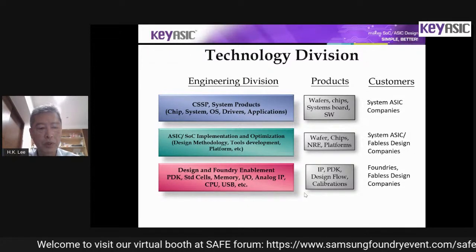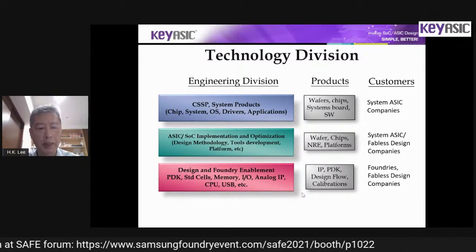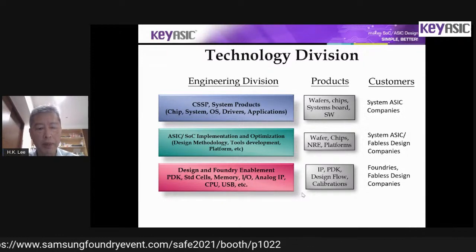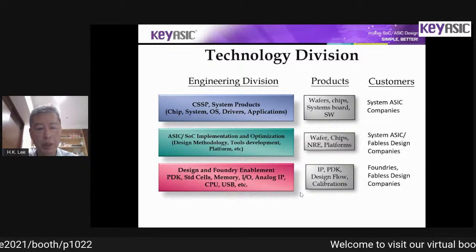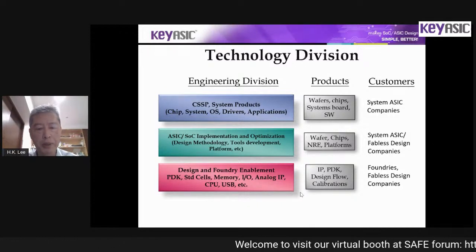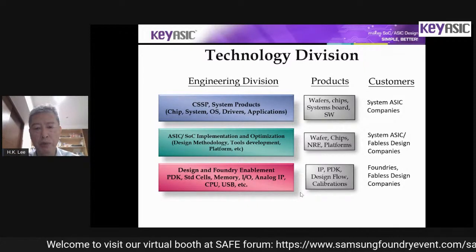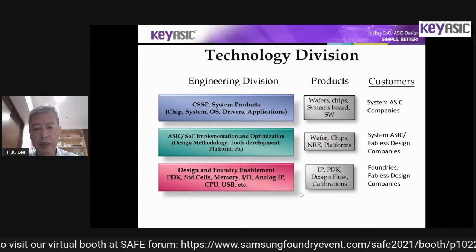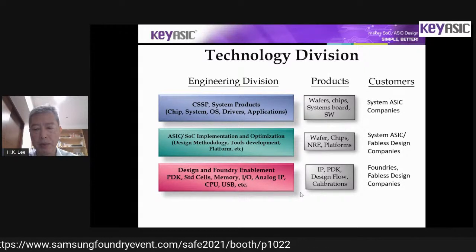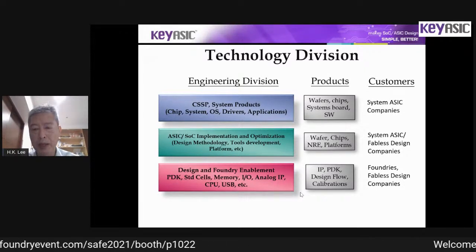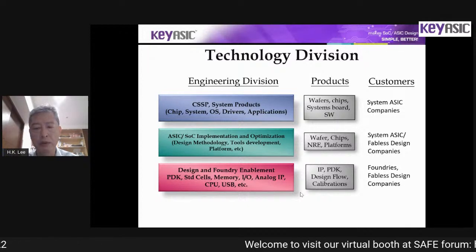The third level engineering division will cover the design and foundry enabling, such as PDK, standard cell, memory compiler, I/O, analog IP, and CPU, USB, etc. Low-level IPs are in this level. In this level, we can provide the IP and the PDK design flow and the calibration data to serve our end customers. The end customers will cover the foundries and fabless design companies in this area.